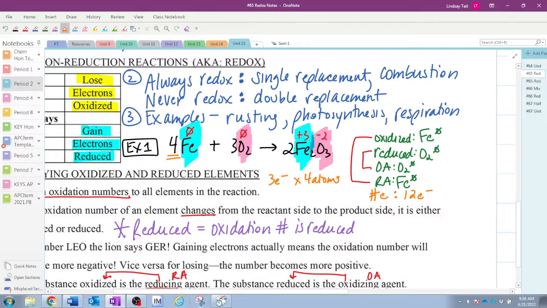Now, I'm not going to do it for the oxygen, but it works. I would have said each oxygen gained 2 electrons, going 0 to -2, and there were 6 oxygens, 3 times 2. So each of the 6 oxygen atoms gained 2 electrons. 6 times 2 is 12. Right?